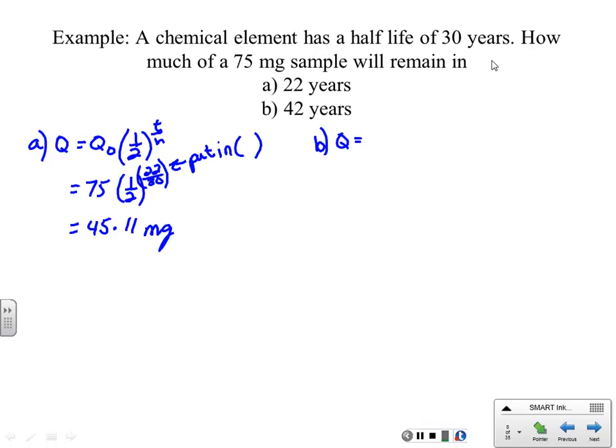Q is equal to Q sub O, which is going to be 75. That's your initial amount, times 1/2. This time T is 42. And your half-life is still 30. That's not going to change for this element anyway. All right, so let's put that in the calculator. We're going to have 0.5 raised to, open parentheses, 42 divided by 30, close parentheses.